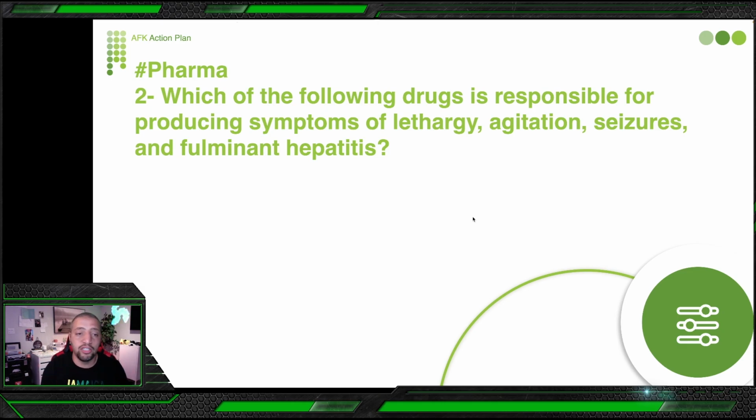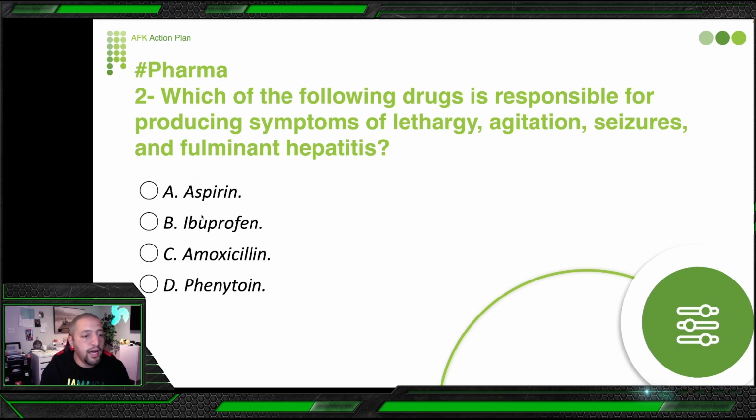I would like you to pay attention to those types of question, because when you solve it, you feel very confident during the exam. Which of the following drugs is responsible for producing symptoms of lethargy, agitation, seizures, and fulminant hepatitis? Oh my goodness, this is so tricky. When you read this all, you feel like, oh man, what is this syndrome? And then you can go to read the options: aspirin, ibuprofen, amoxicillin, phenytoin.